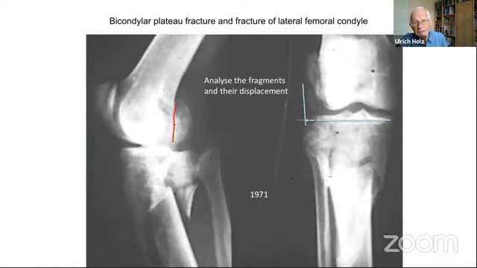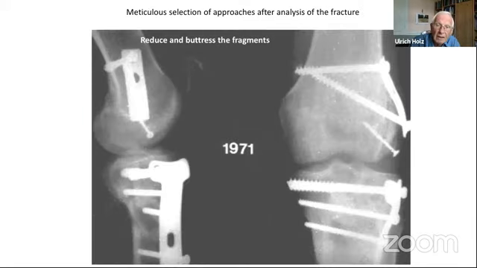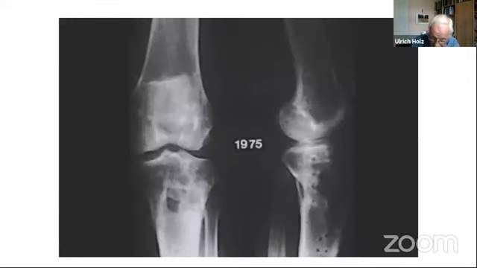This is a fracture of 71. We had no CT in those days, but with a good X-ray you could also plan well and understand that the injury is a complex one and is not a simple lateral or medial condyle. In those days, we reconstructed the surface as well as possible and stabilized it with the buttress principle. And this is the secret in order to avoid early osteoarthritis.